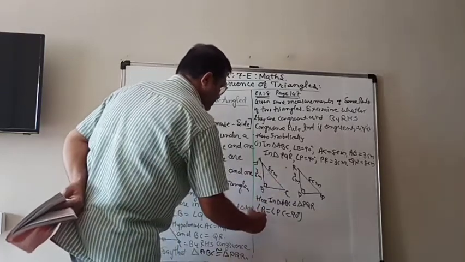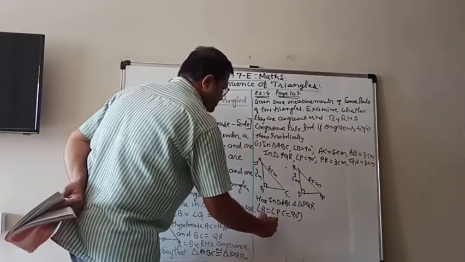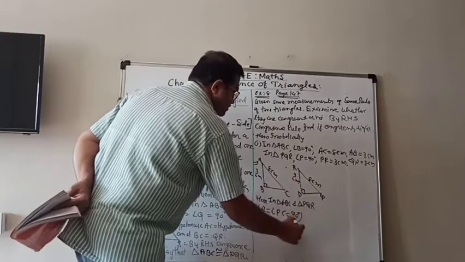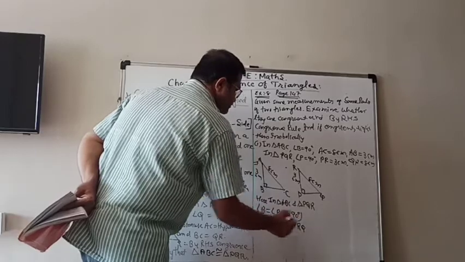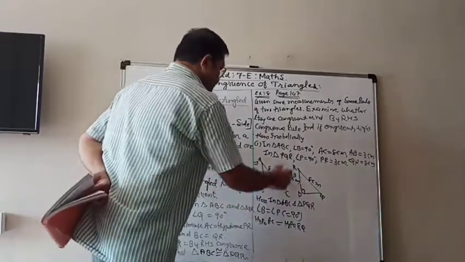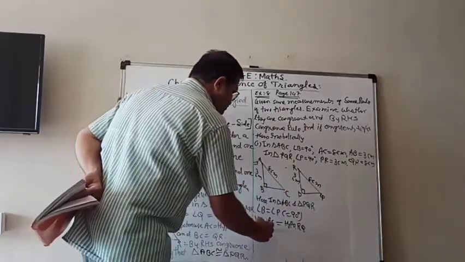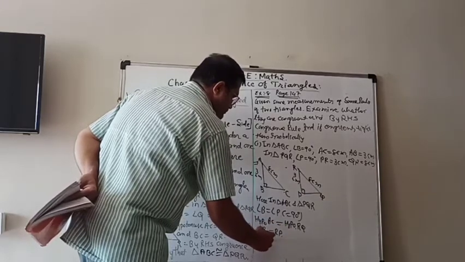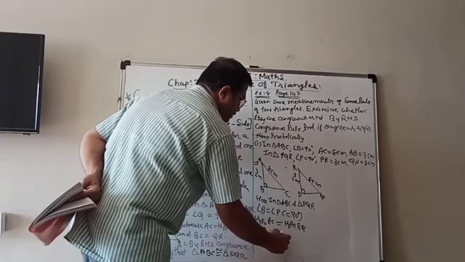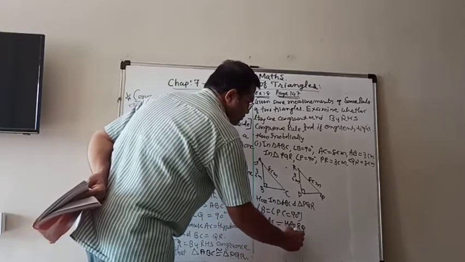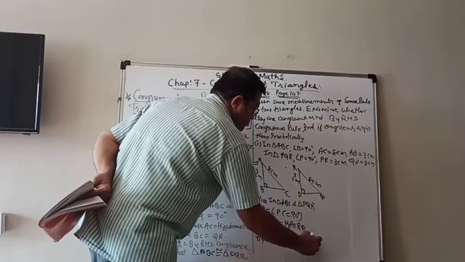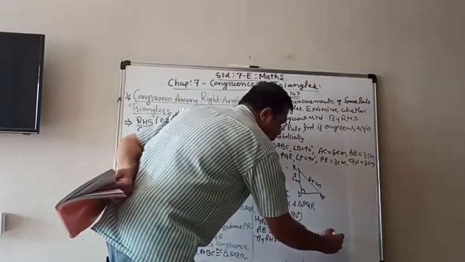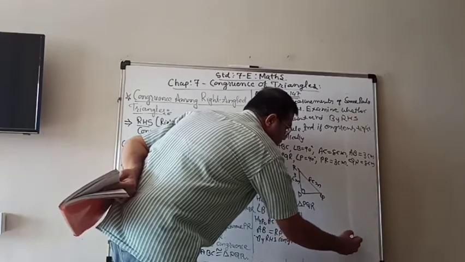Then hypotenuse AC is equal to hypotenuse RQ, and AB is equal to RP. Therefore, by RHS congruence rule, the triangles are congruent.